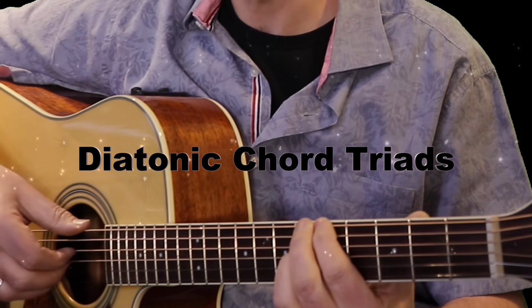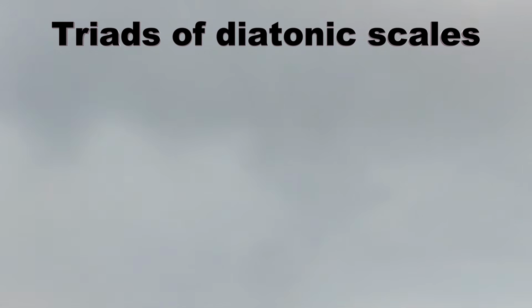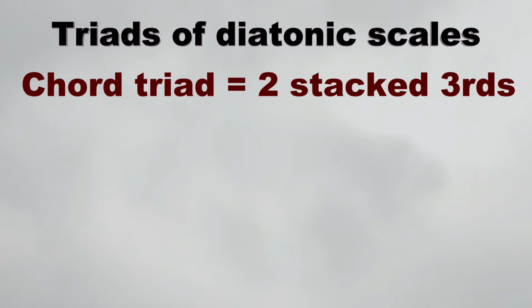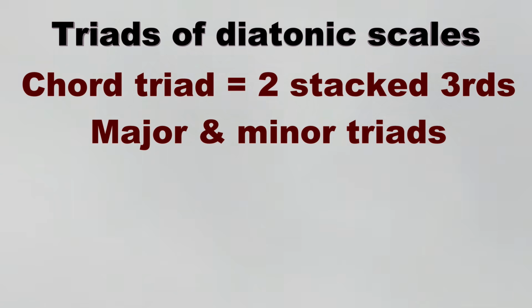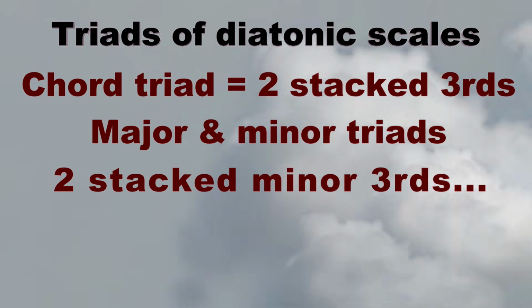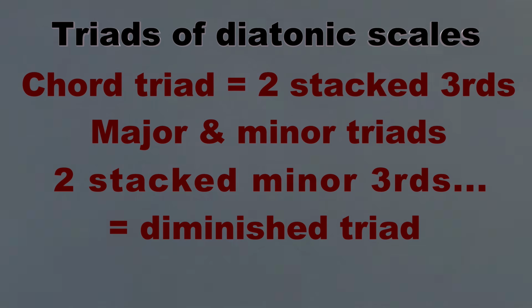Let's do a quick review of chord triads and also take a look at another kind of triad in this short clip. What we're going to see is how triads can be built on the diatonic scale, and that those triads are made up of 2 stacked third intervals, which are either major or minor, and that they appear in different combinations of those. And we'll also see how one particular triad is made up of 2 stacked minor third intervals, and that particular triad is called a diminished triad.